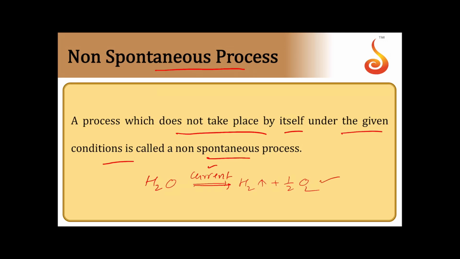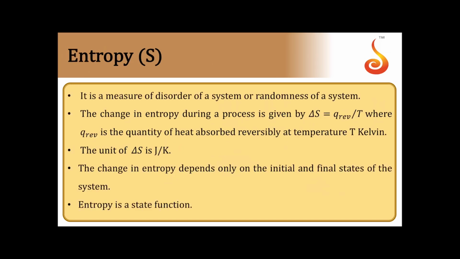The process takes place as long as the driving force exists. When we withdraw the driving force, say current in this case, the process will not take place. So a process which requires a continuous driving force is called a non-spontaneous process.